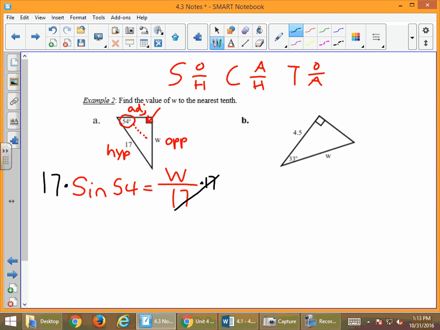Why didn't we do sine 54 times 17? Because that's not how you do this. It's got to work backwards. You have to go in the exact order as it is. So you did 17, and then it's sine, and 54.